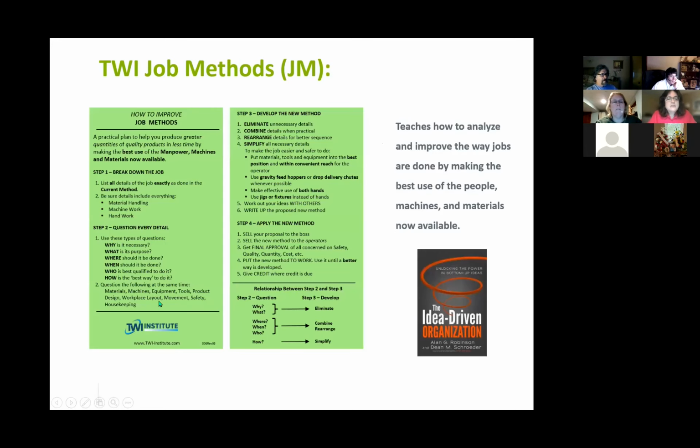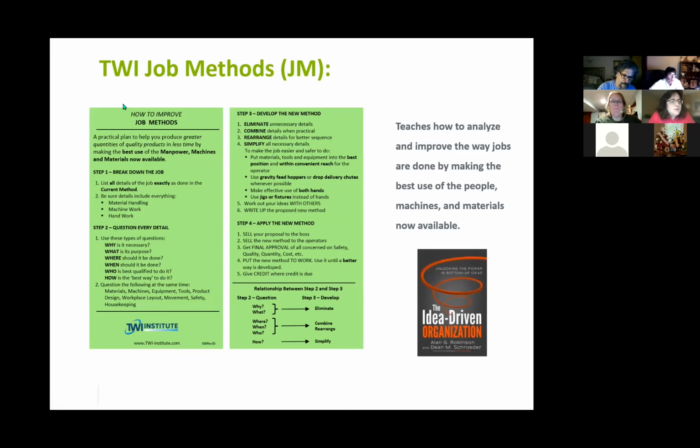Here's job methods. This is the skill in improving methods. I happen to be teaching 2 workshops this week right now. I'm in the thick of it. So look what the words say. Teaches people how to analyze and improve the way jobs are done by making the best use of people, machines, materials now available. A few key words in that statement.